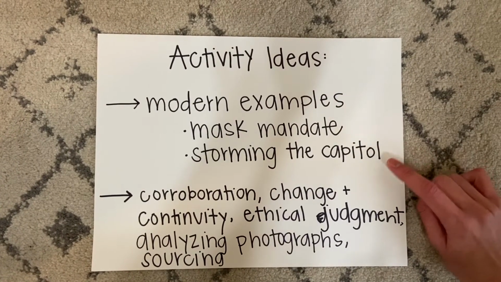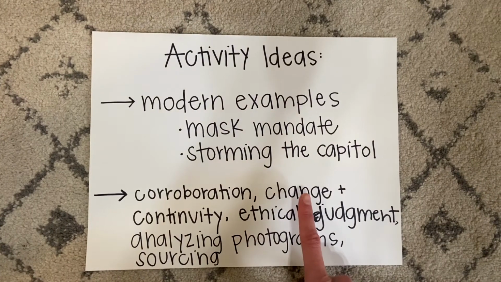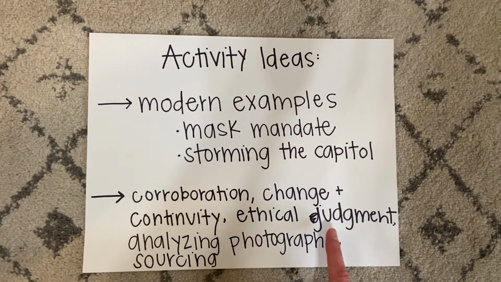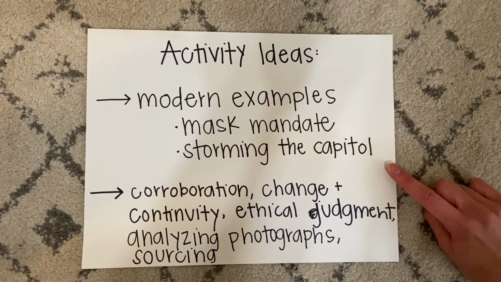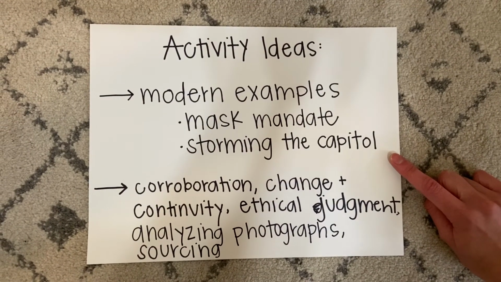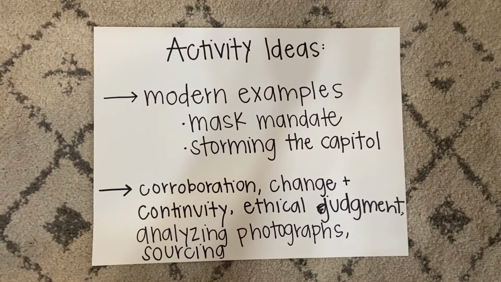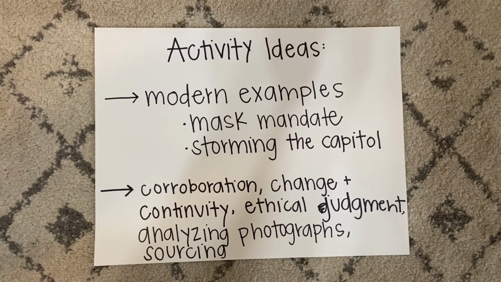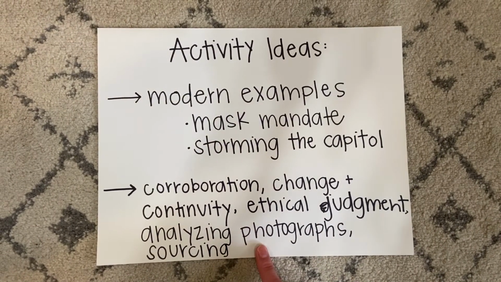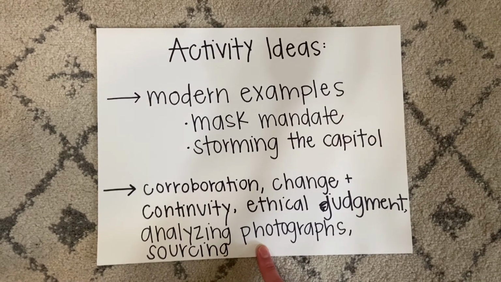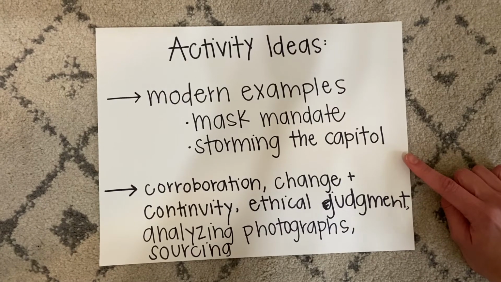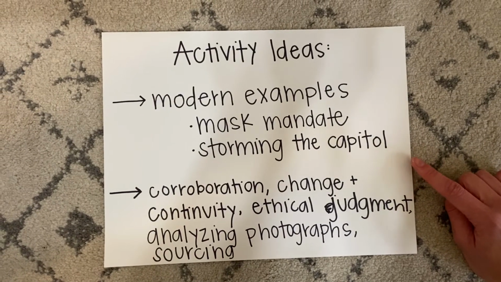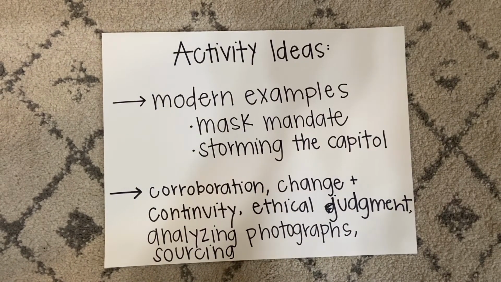You could even help students understand change and continuity or ethical judgment and analyzing photographs by teaching students a lesson on storming the Capitol. There are so many other modern examples you could use, but I think that these skills not only will help students understand historical events, but as you give them examples of modern day events that have happened, students will be able to relate to them more and better understand these meta concept skills.